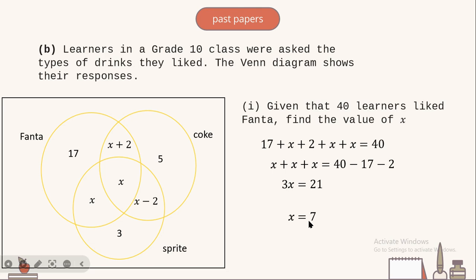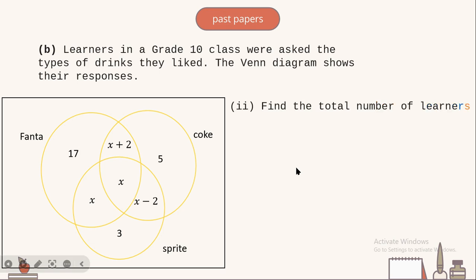So remember, guys, as I said earlier, what we did first was just collect the like terms. So now the next question is find the total number of learners in the class. The total number of learners in the class, meaning all the learners here put together, what will be the total number? It is simple and straightforward. We already know the value of x is what? It is 7, right? So we already know that the value of x is 7.